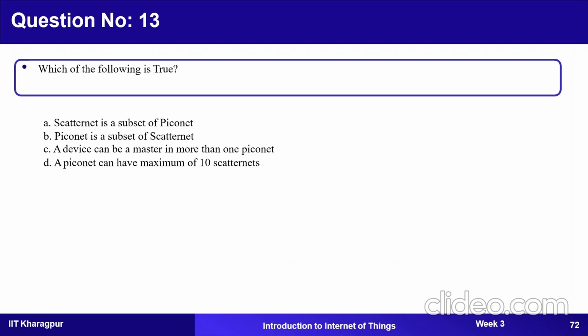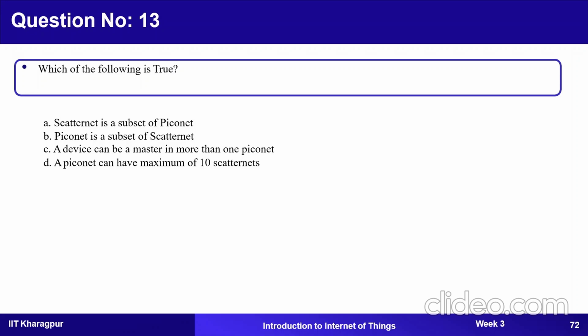Next question is, which of the following is true? Options are scatternet is a subset of piconet, piconet is a subset of scatternet, a device can be mastered in more than one piconet, a piconet can have maximum of 10 scatternets. So the correct option for this is B, as piconet is a subset of scatternet.